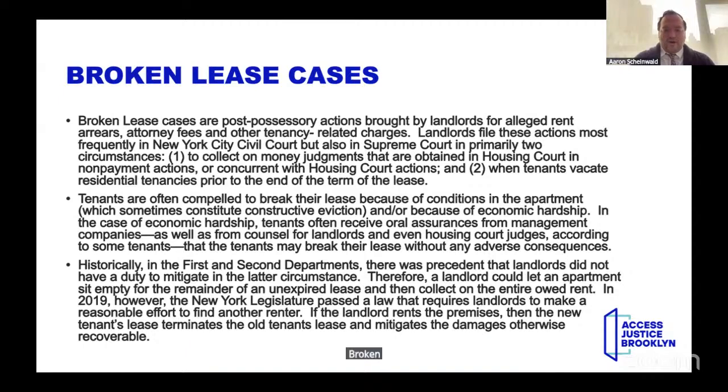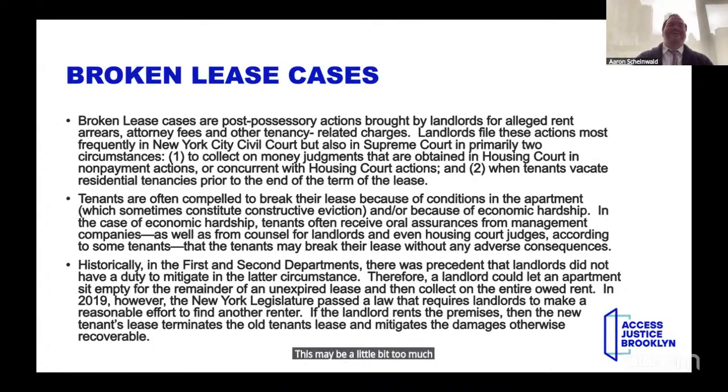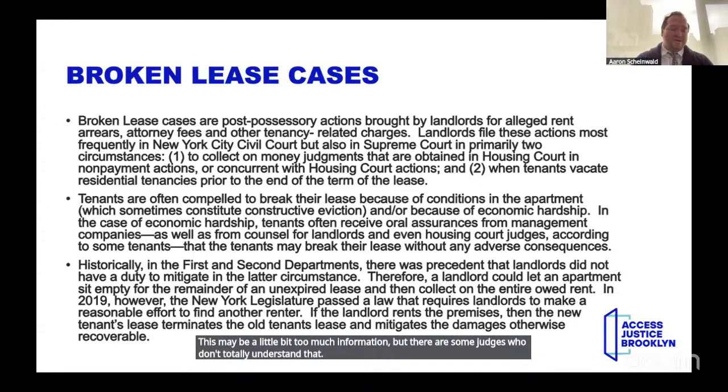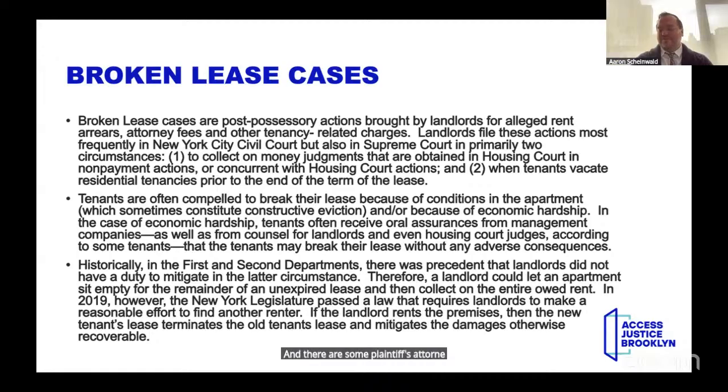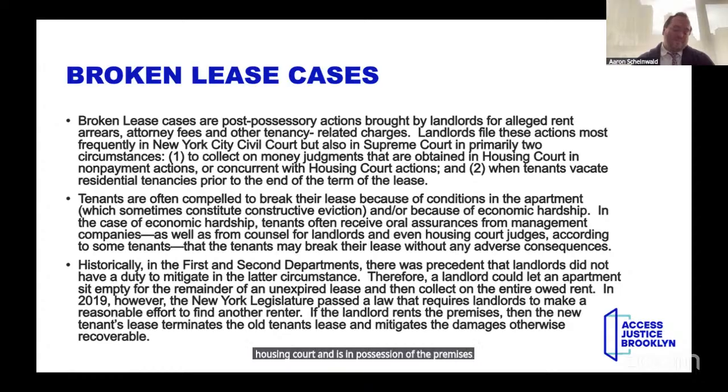Broken lease cases are obviously post-possessory, meaning that if someone is in the apartment, everything is supposed to go through housing court. This may be a little bit too much information, but there are some judges who don't totally understand that. And there are some plaintiff's attorneys who every so often will try to bring repair or damage proceedings, I should say, in civil court or Supreme Court, even though the tenant is in possession of the premises.